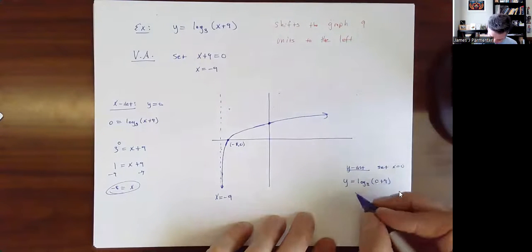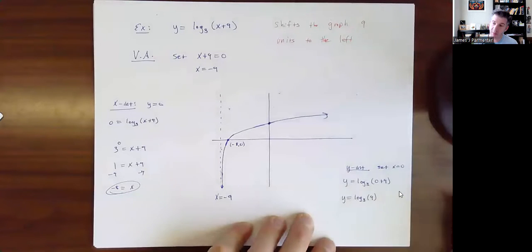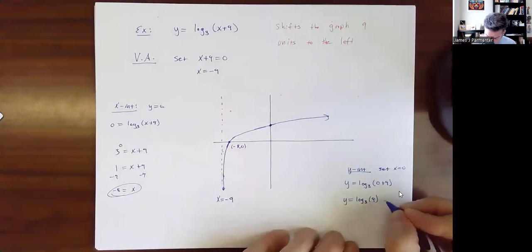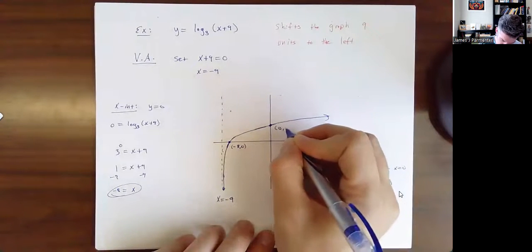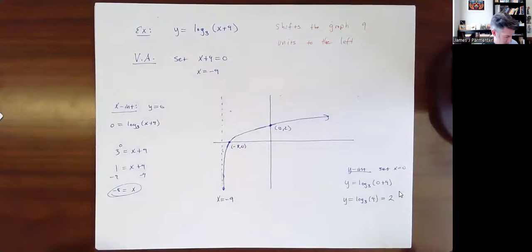So then I have y equal to log base 3 of 9. But log base 3 of 9 is not 3, it's 2, because 3 squared equals 9. So my y-intercept is the point (0, 2). Because if x is 0, y is 2. All right.